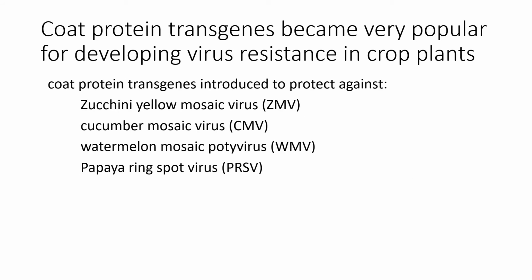Okay, so as a result of this, coat protein transgenes became very popular for developing virus resistance in crop plants to various viruses, including zucchini yellow mosaic virus, cucumber mosaic virus, watermelon mosaic virus, and papaya ring spot virus. So this coat protein approach seemed to be the path to take to create these virus resistant transgenic plants. And it was very successful.